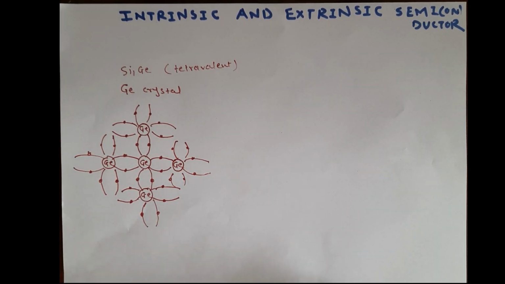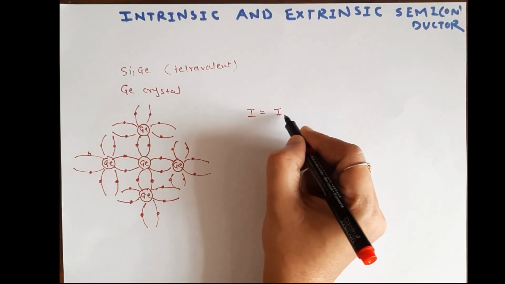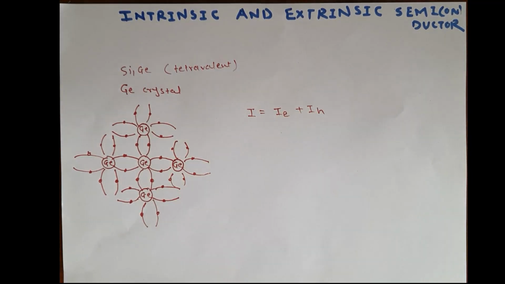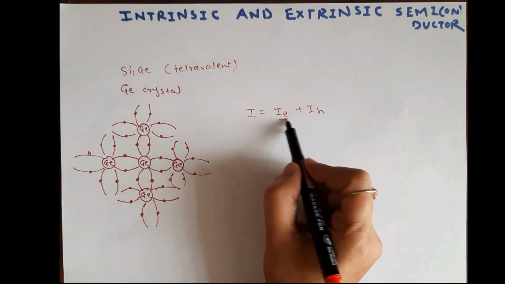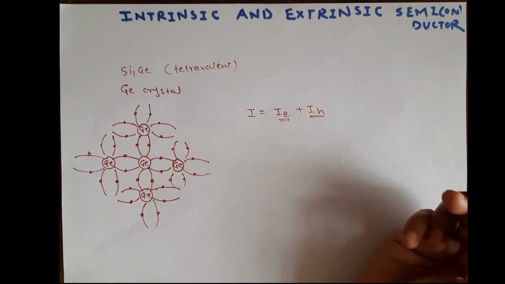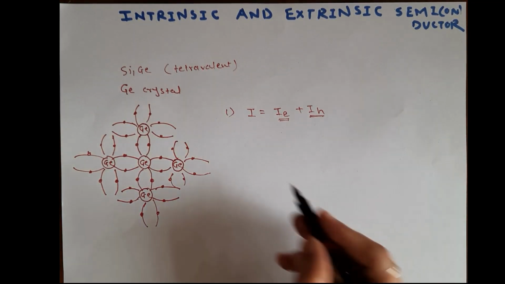The total current I is nothing but the sum of electron current plus the sum of hole current, where IE is the electron current and IH is the hole current. Intrinsic semiconductor has a very low conductivity.